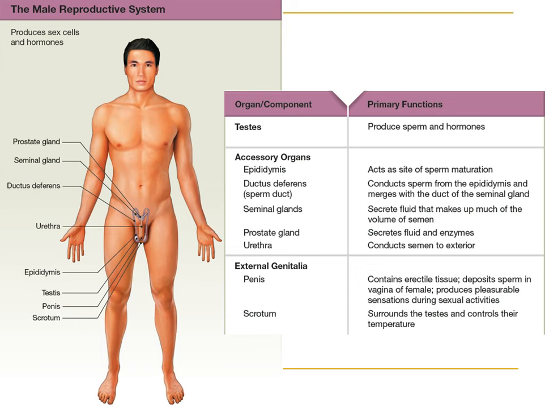And the male reproductive system has the external parts, that is the penis and the scrotum. The penis is a copulatory organ that helps in the deposition of the sperm in the vagina during copulation. And the scrotum is a muscular bag that provides protection to the testes and also helps in the regulation of the temperature of the testes, because a lower temperature is required for sperm production.